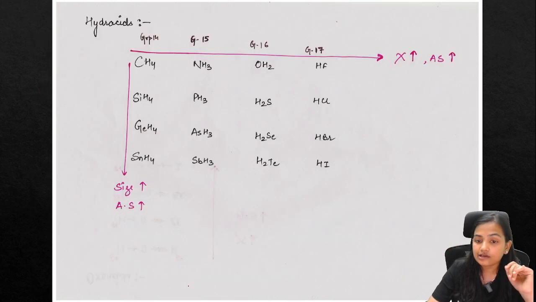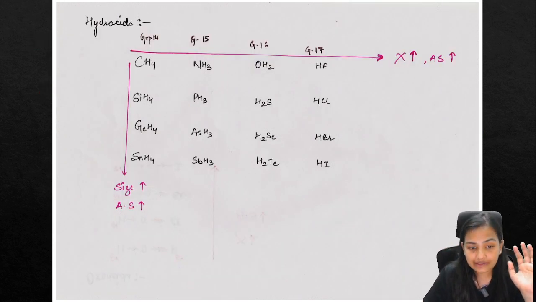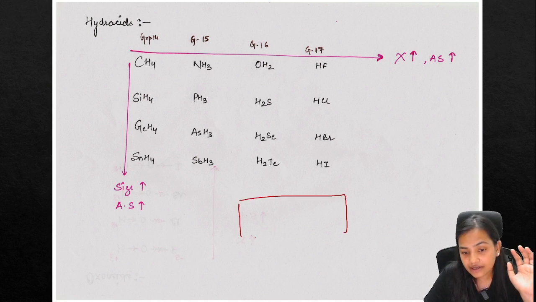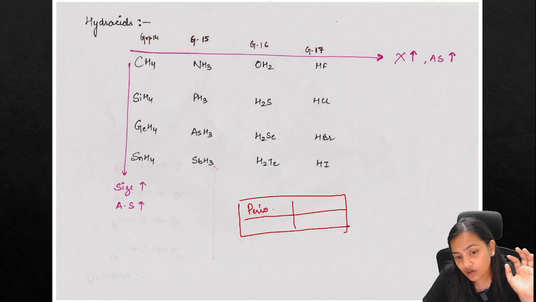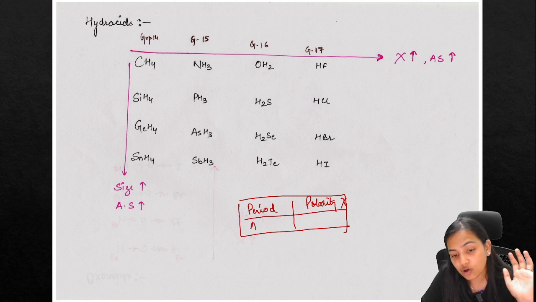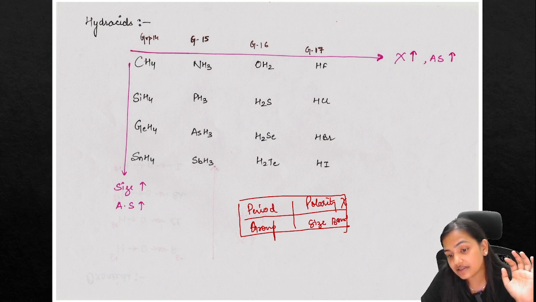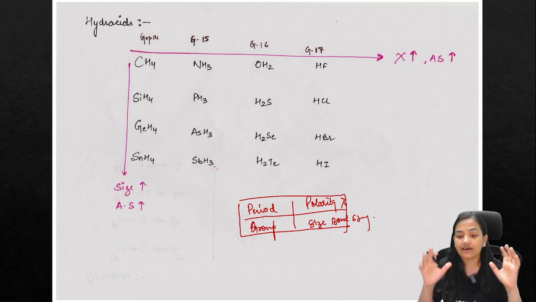Okay, so we can conclude that if you are talking along a period, there will be polarity. Polarity means electronegativity difference. But along a group, the size factor or the bond strength. So these are the things that we have to focus on.